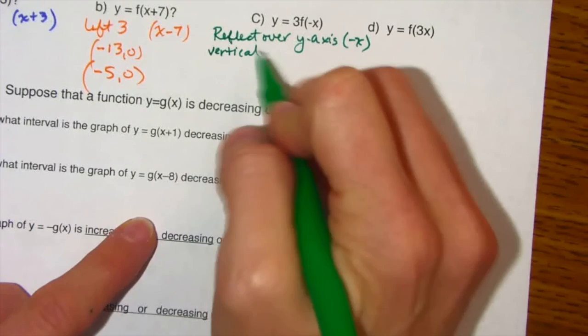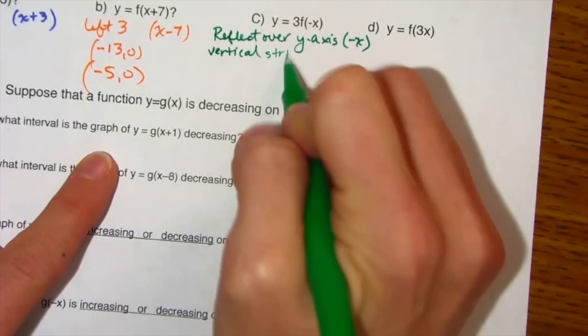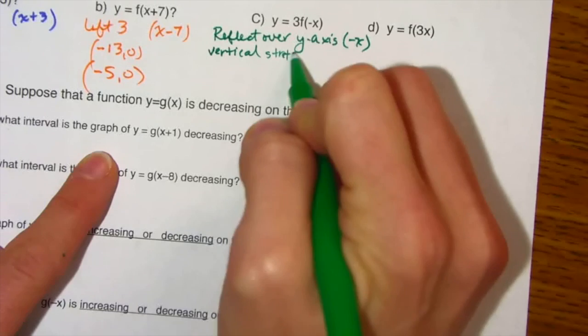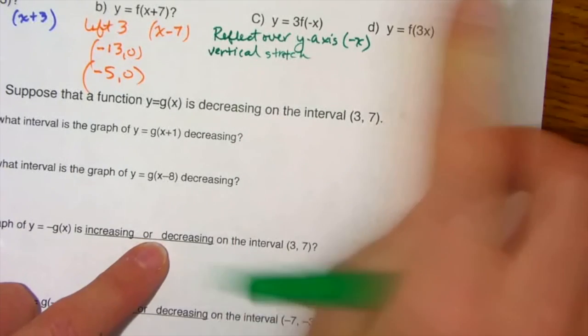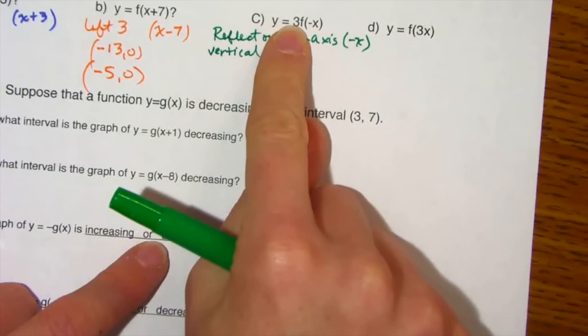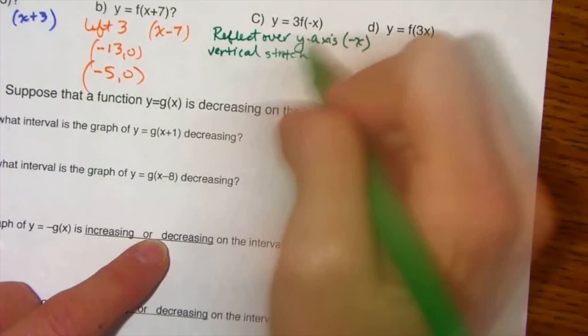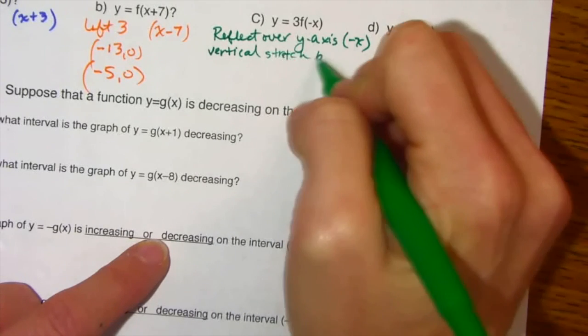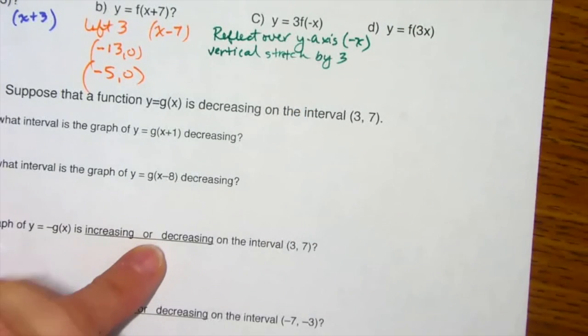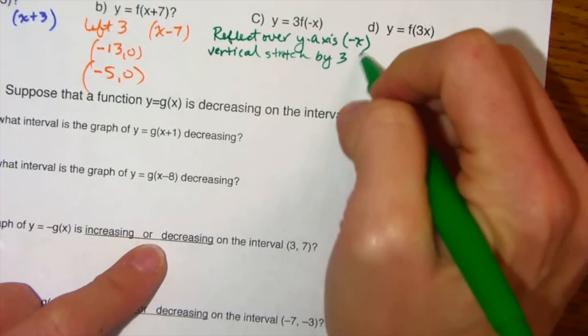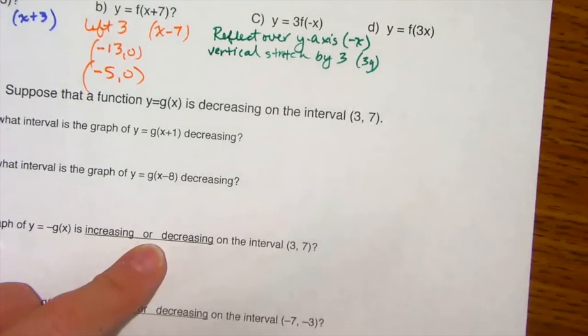Stretch by how much? It's on the outside, right? So the outside we do the operation as is. Inside is when we do the reciprocal. All right, so this is going to be a vertical stretch by 3. So it's going to be 3 times, every y value is 3 times greater. So we have 3 times our y value.